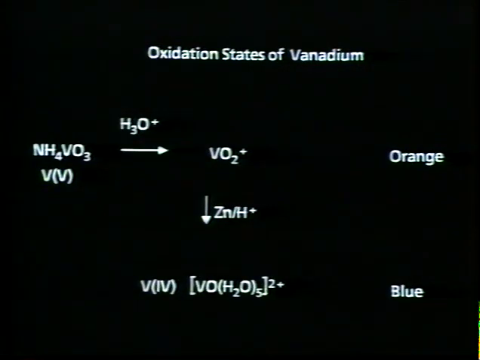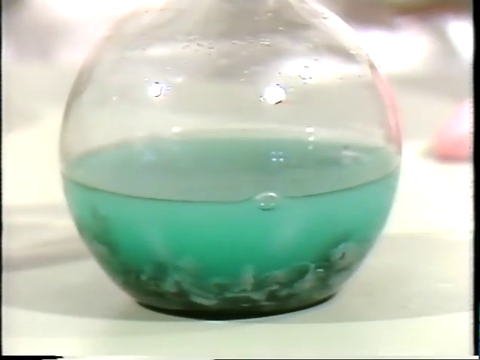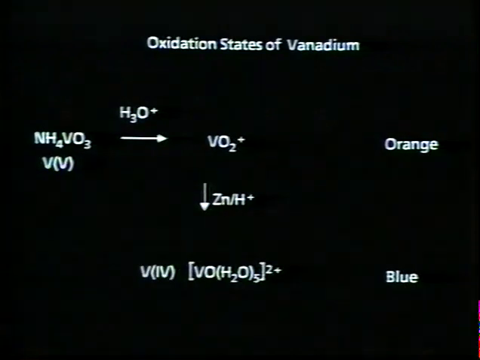You see there that the first colour that we're going to see after the orange is the colour of the oxovanadium 4 ion, VO(H2O)5 2+, and that's blue, and you can see that blue colour developing there now. So that's the blue colour associated with vanadium 4. As the reduction proceeds, it will go to the violet blue colour of the hexaaqua ion of vanadium 3+.